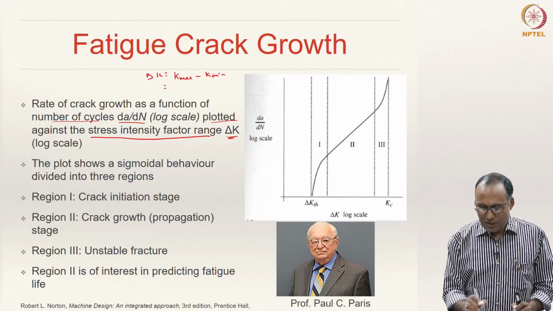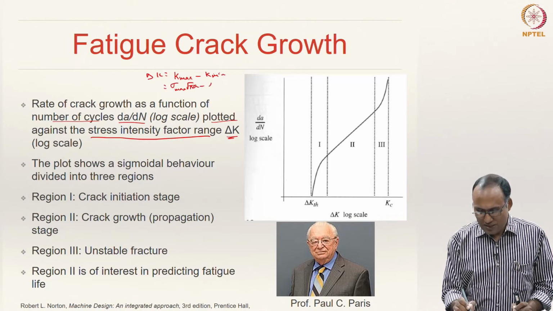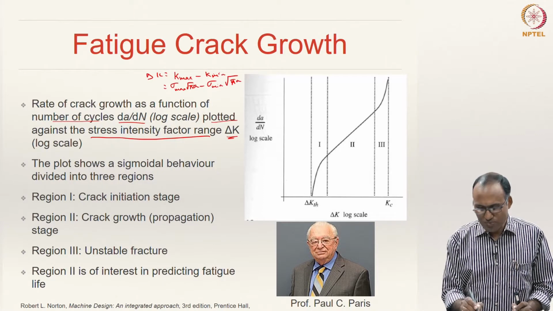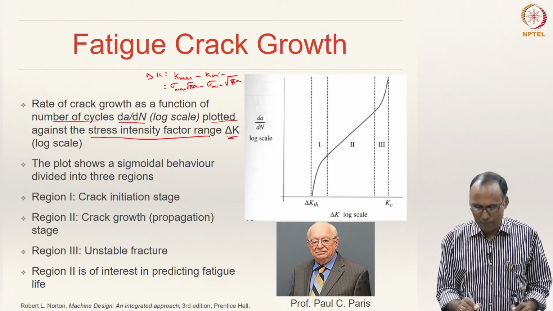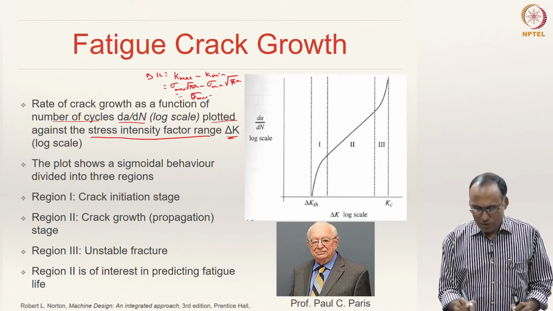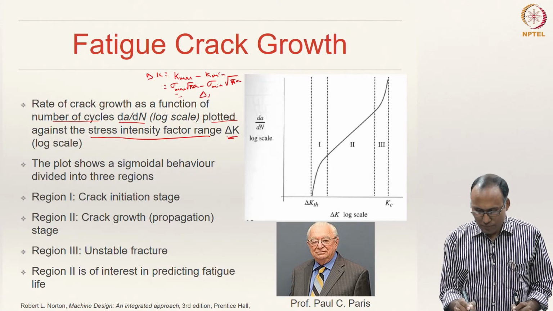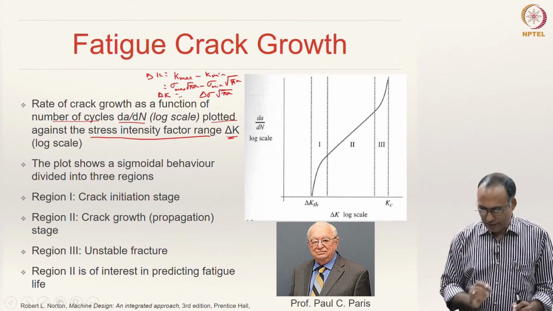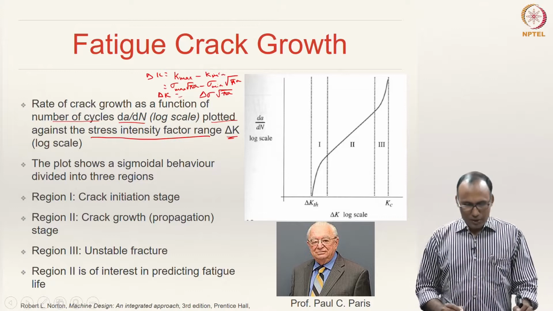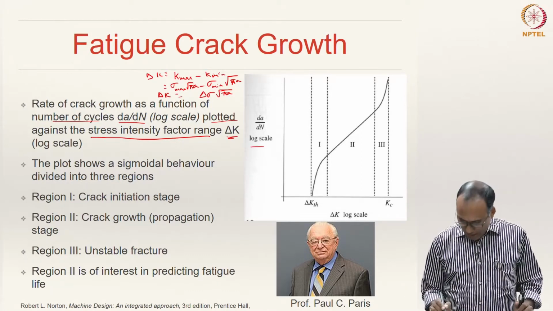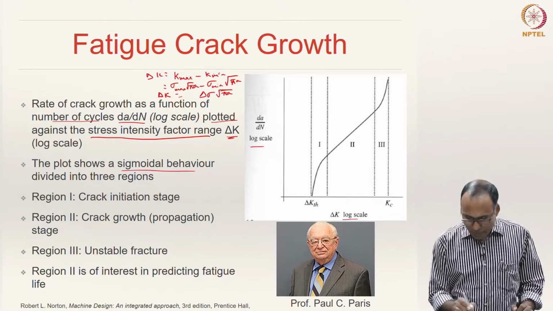What is K max? That is sigma max root pi a minus sigma min root pi a, or S max root pi a minus S min root pi a, right. That is equal to delta sigma root pi a, that is your delta K, that is what we are plotting. So, this plot, when you plot on a log scale, shows a sigmoidal behavior as shown here.